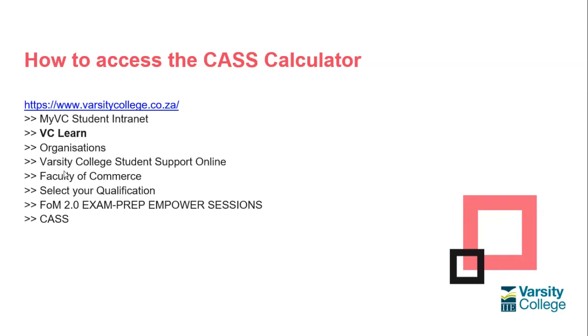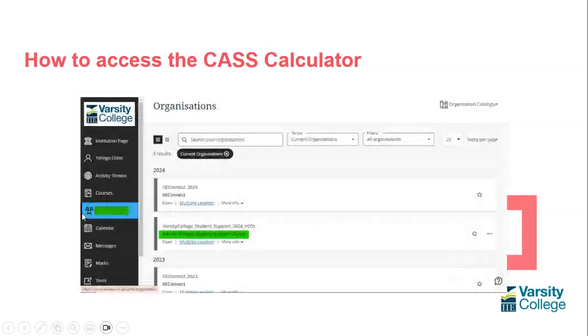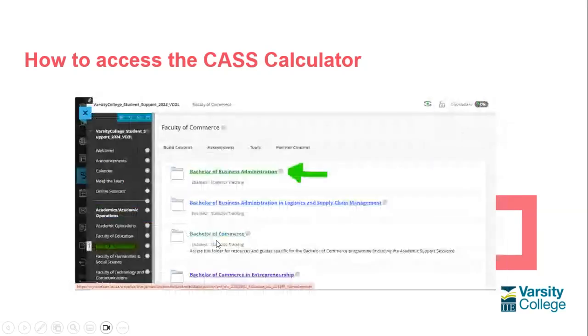And then under there, select your relevant faculty, which is the Faculty of Commerce, and then you will select your qualification, and then you will see the FoM 2.0 exam prep and power sessions, and under that folder you will see the CAS folder. So like I said, under organizations, just simply go to the VC College Student Support Online, and then under there you will go to the Varsity College or the Faculty of Commerce, and then you will select the relevant qualification for you.